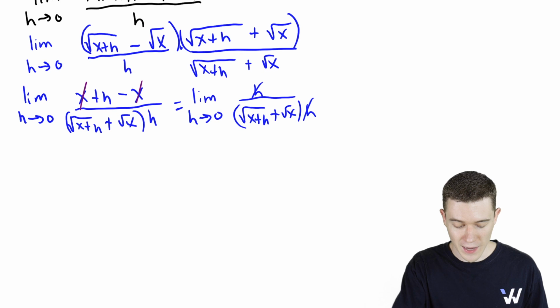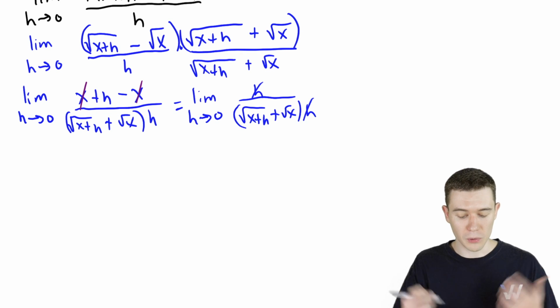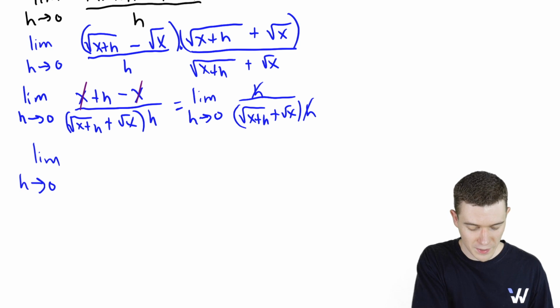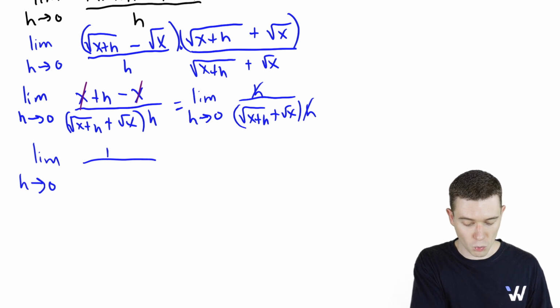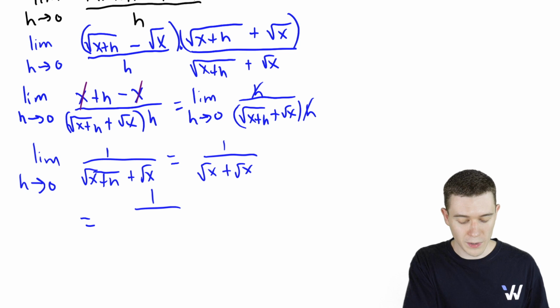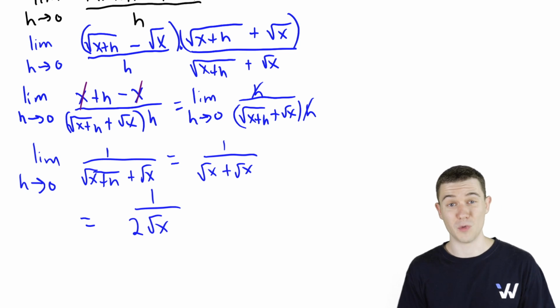And once we cancel that h, we're just going to be able to plug in h equals 0. So I'll write this one more time. Limit as h goes to 0. Now it's 1 over root x plus h plus root x. If I plug in h equals 0 here, there's only one h. This would be 1 over root x plus root x. Combine like terms here. We're going to get the derivative to be 1 over 2 square root of x.